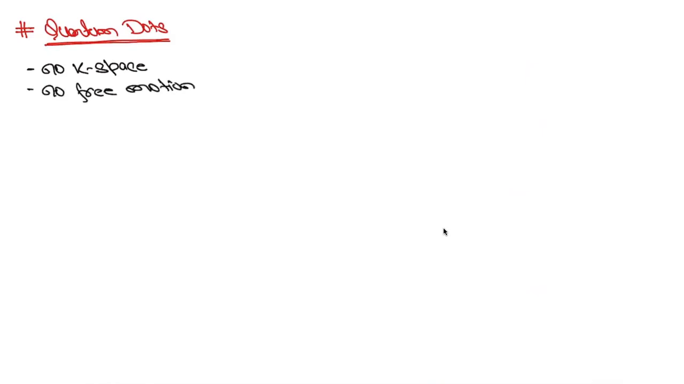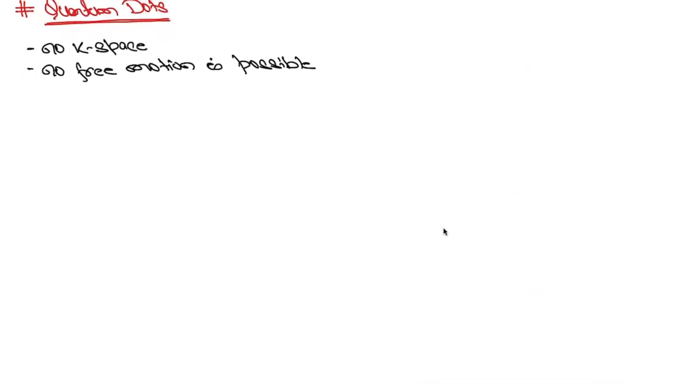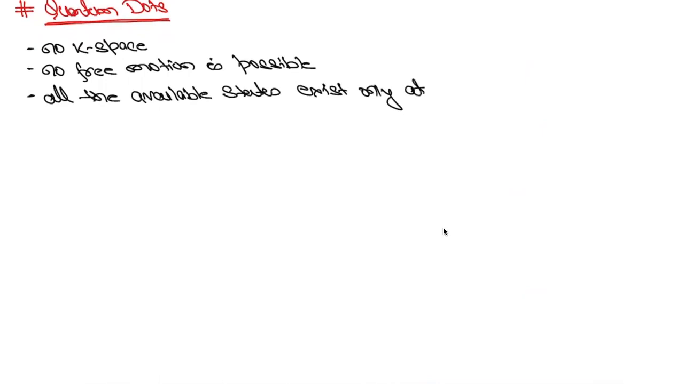free motion possible. I hope you are taking down these notes, right? And all the available states exist only at discrete levels. Whatever available states there are, all of them will exist at discrete levels.